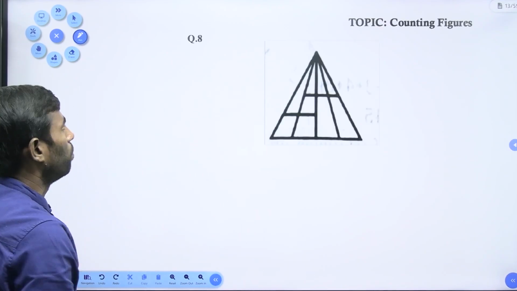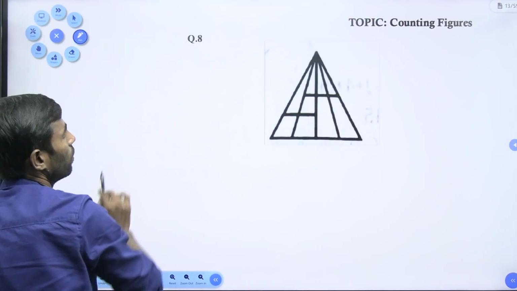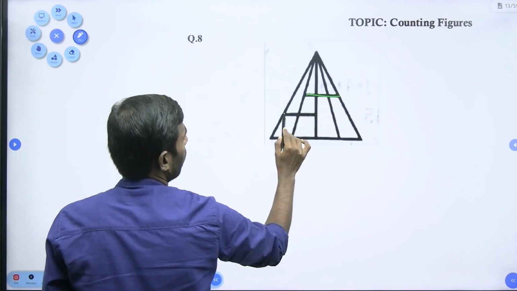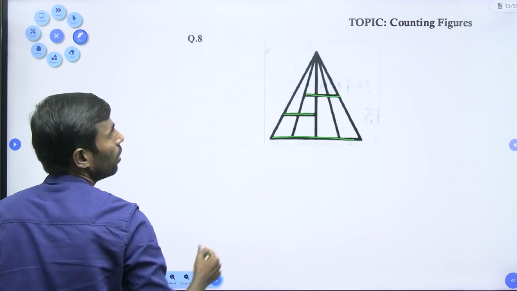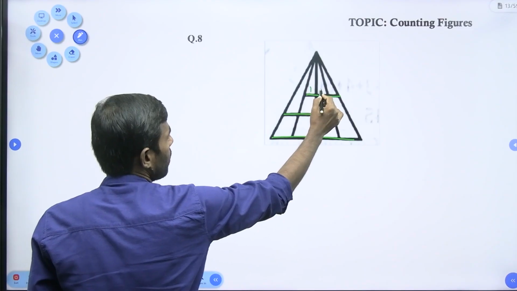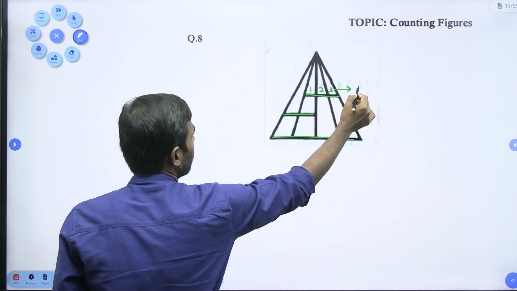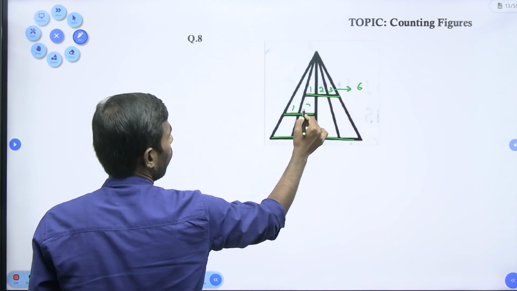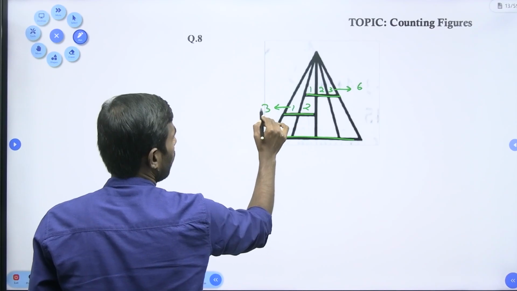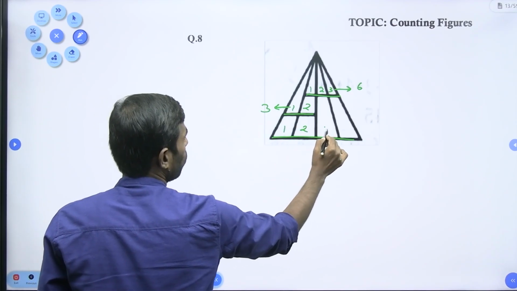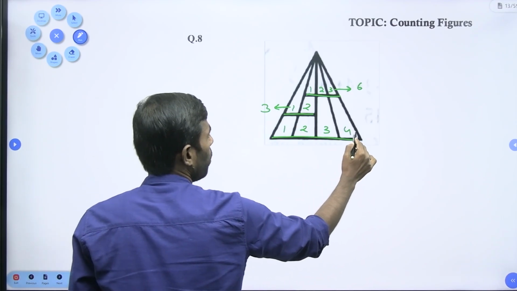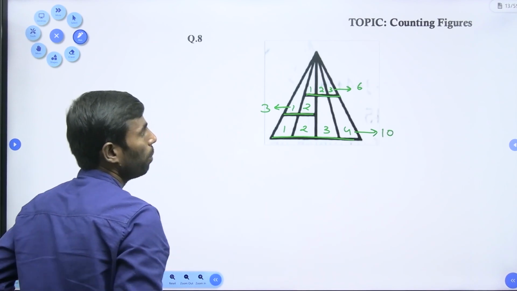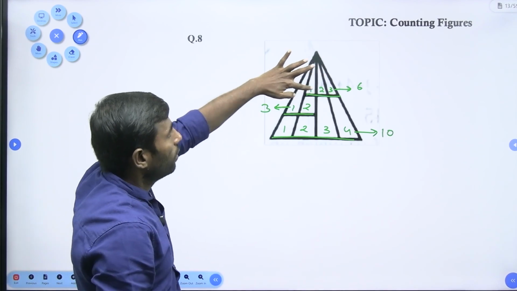Now we'll see problems, examination questions. Here one baseline, here one baseline, another baseline. Okay? For this part, how many triangles? 1, 2, 3. Total 6 triangles. For this part, 1, 2. Total how many triangles? 3 triangles. For this part, 1, 2, 3, 4. This part, how many triangles? 10 triangles. I repeat, for this baseline, 6 triangles.